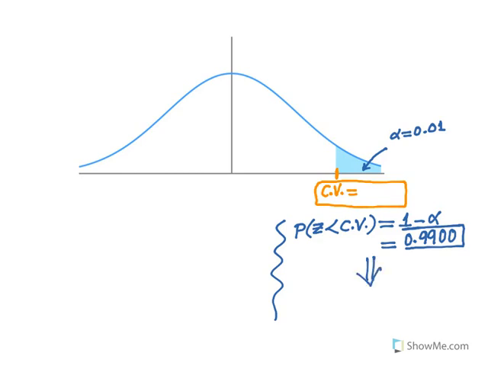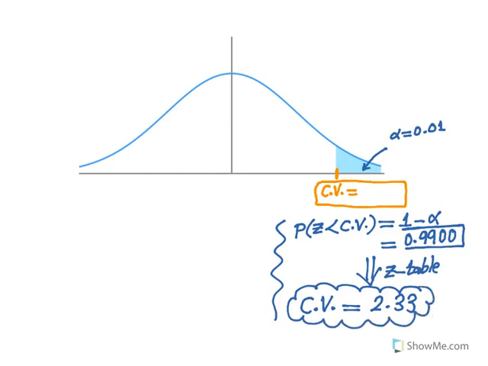So I will skip using the Z table because by now you should know how to do it. And if you use the Z table, you'll get that the critical value is equal to, but please check it, 2.33. I leave this to you because there are many videos where I show you how to use the Z table. So we go back and we write that the critical value we found is 2.33. Okay, that's good. So now we have the critical value.